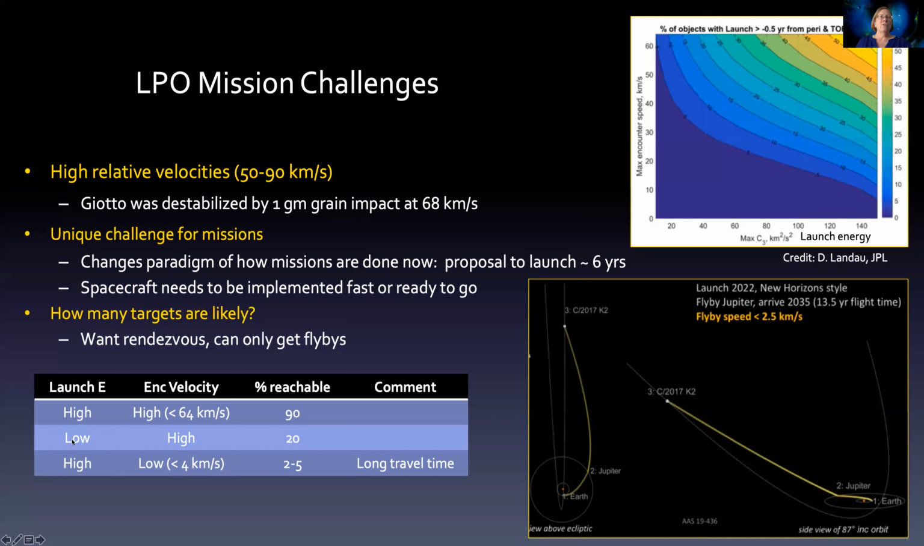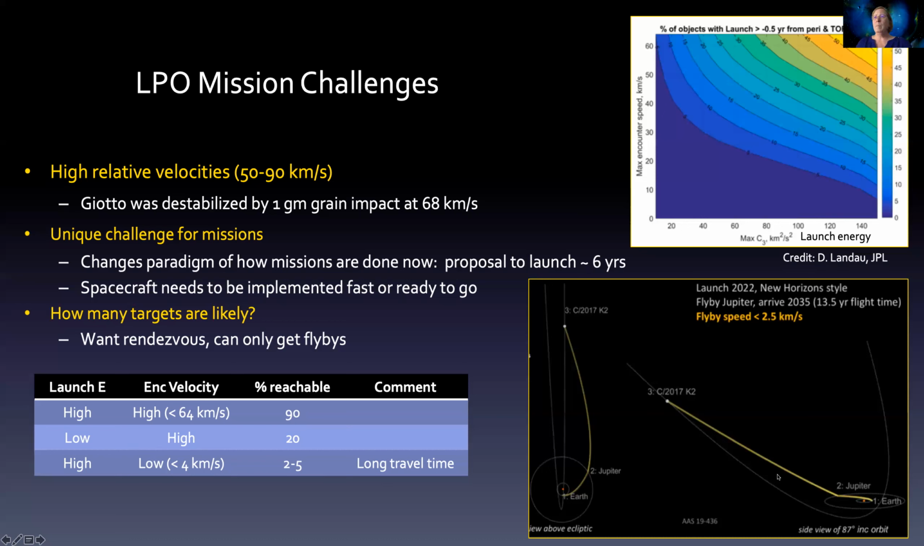If you have lower launch energy, but you're willing to take the high encounter velocity, we can still get to a good number. On the other hand, if you have high launch energy, you're willing to spend the money, but you want low velocity, very few of them, unless you have a special case.